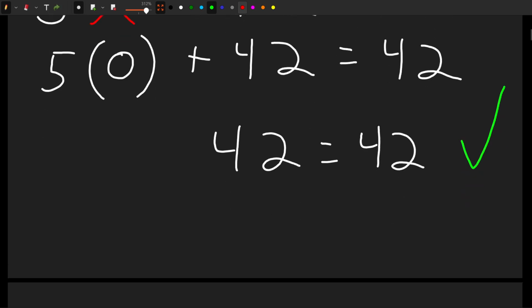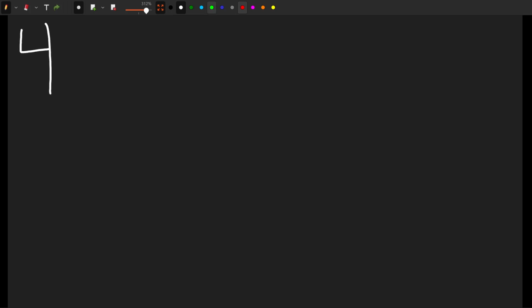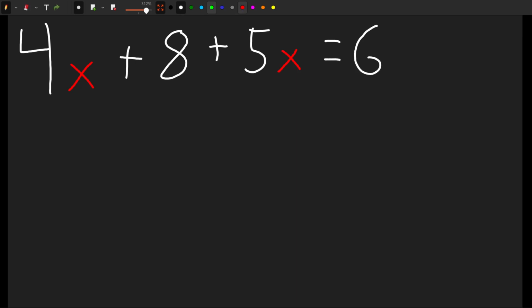We're going to move on to problem number 2 now. Be a little bit more involved. We're going to have 4x plus 8 plus 5x is equal to 6x plus 13.